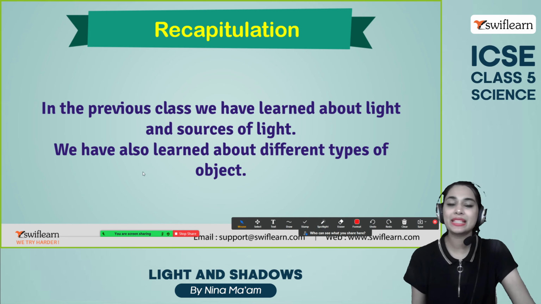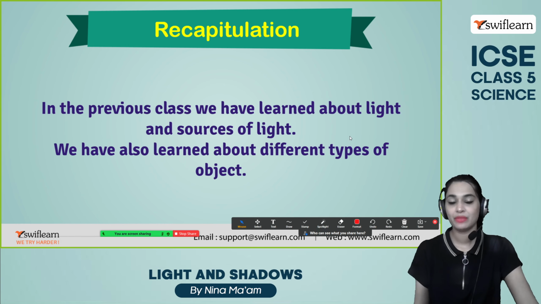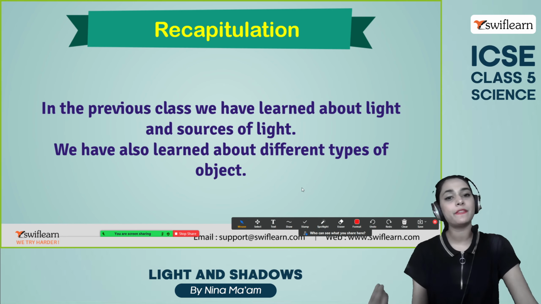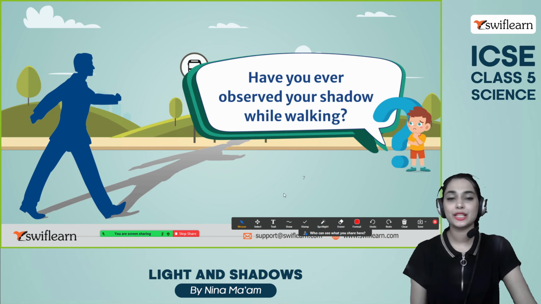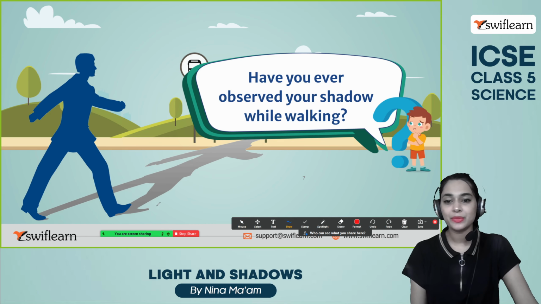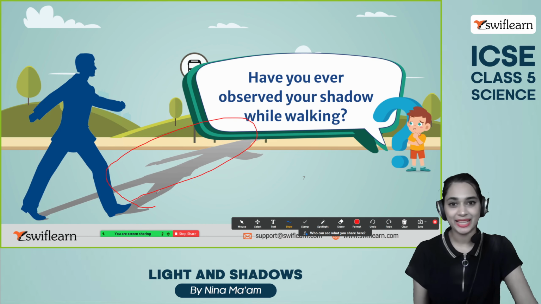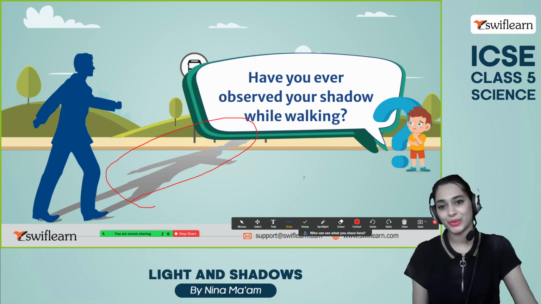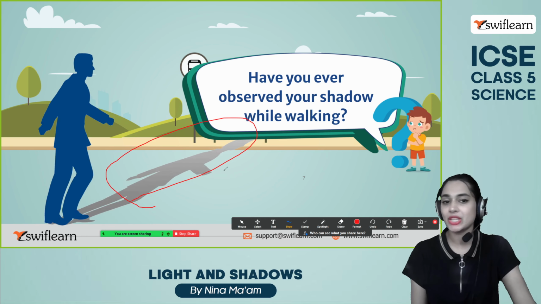So in the previous class, we learned about light and the sources of light. We also learned about the different parts of the object and different types of objects. So today, let's learn about shadows. Can you see something over here? Can you spot something over here? And what is that? Yes, it's the shadow. So a man is walking on the road and you can see the shadow, right?